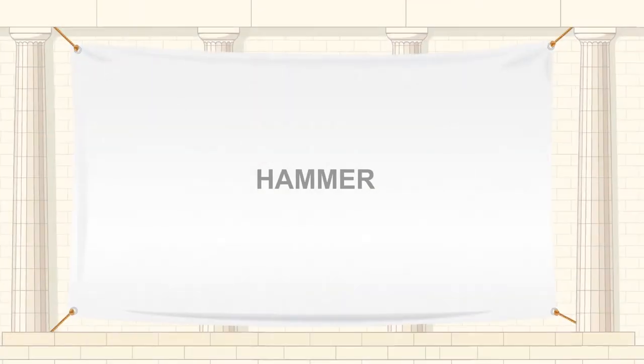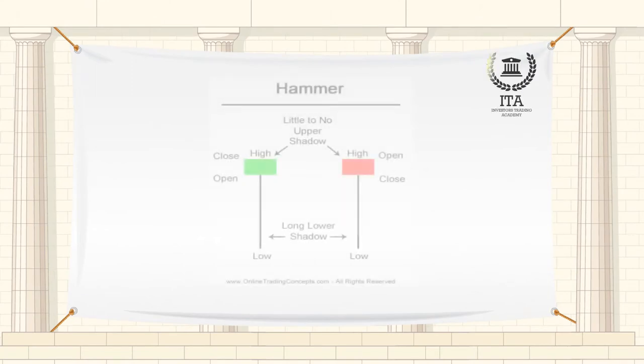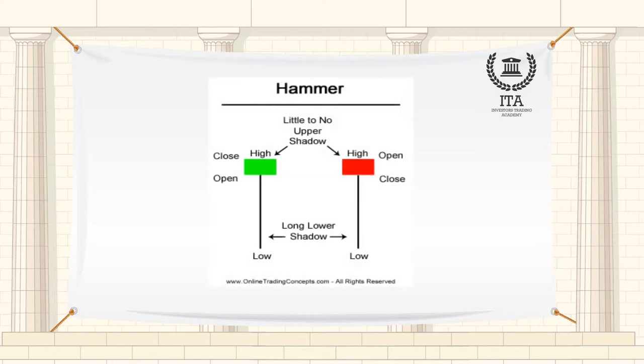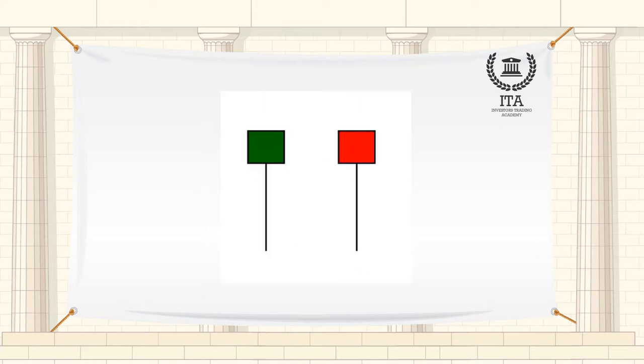Our word of the day is hammer. A price pattern in candlestick charting that occurs when a security trades significantly lower than its opening, but rallies later to close either above or close to its opening price. This pattern forms a hammer-shaped candlestick.